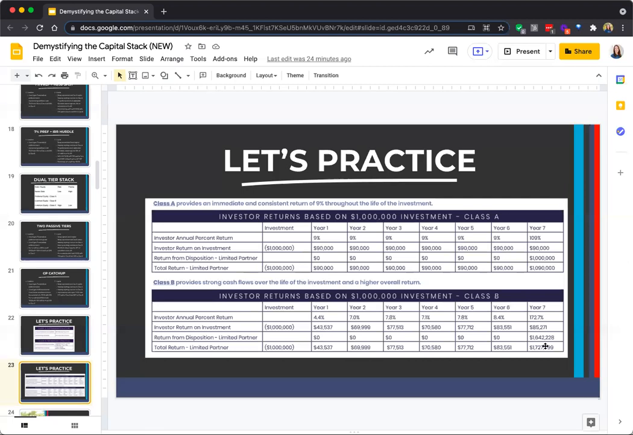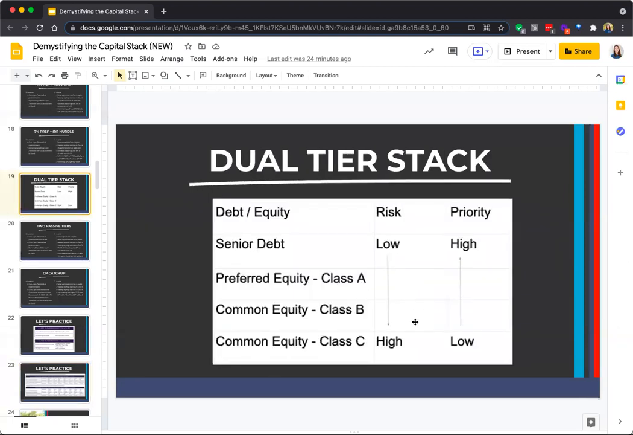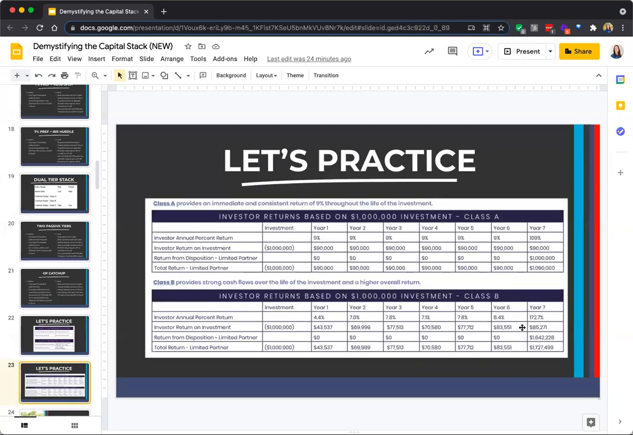So as you can see, this same $100,000 investment, or $1 million investment in this case, yields two very different results. Class B generally is for somebody who wants to grow their portfolio a little quicker, is okay with a little bit pulled down in cash flow, and is okay taking on that higher risk position in the capital stack to capture a reward on the back end, at the sale of the property.